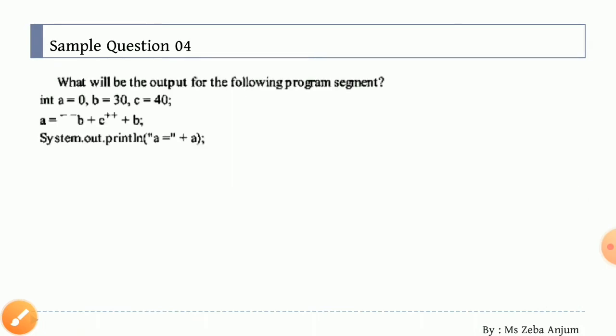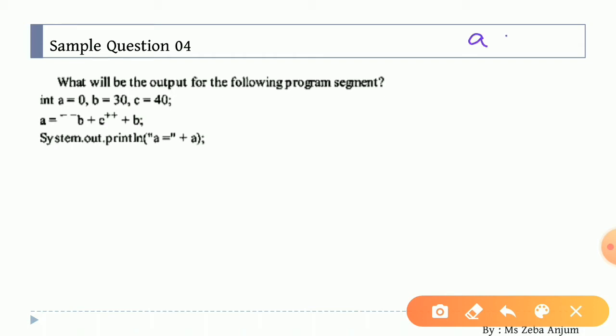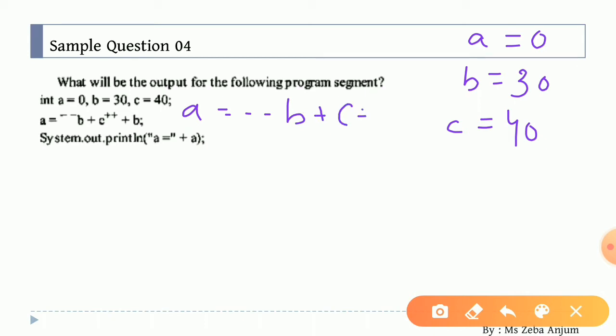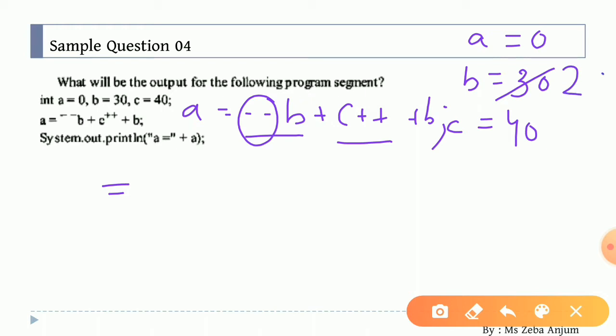The sample question number 4. What will be the output of the following program segment? We are having a equals 0, b equals 30, c equals 40, and see the expression a equals minus minus b plus c plus plus plus b. Yes, now b, c and b are all alone. So firstly we are having the operators with b now. So decrease the value by 1, it will be giving you 29.